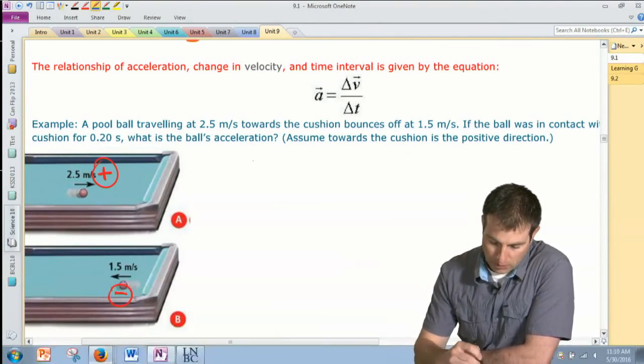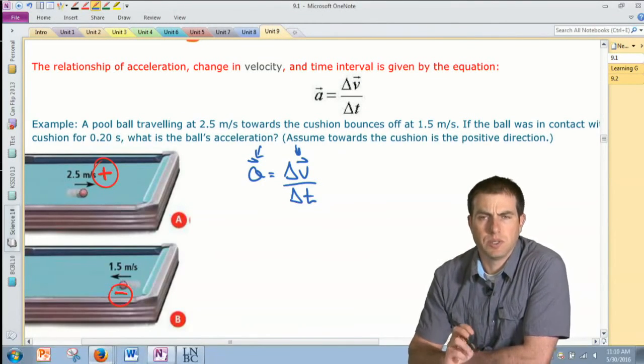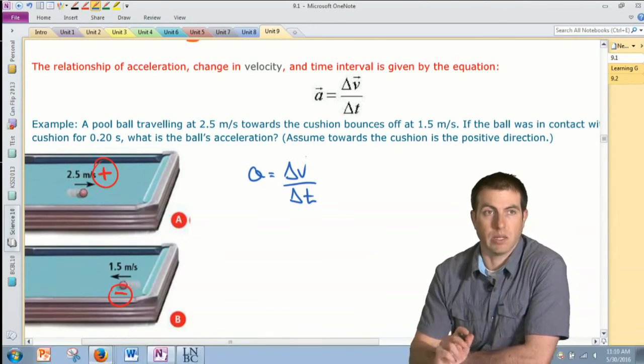What is the ball's acceleration? The question is asking us to find the acceleration, which is a change in velocity divided by a change in time. Remember the arrows on top of these things just mean these are vectors. I could just get rid of them altogether and the question would be the same.